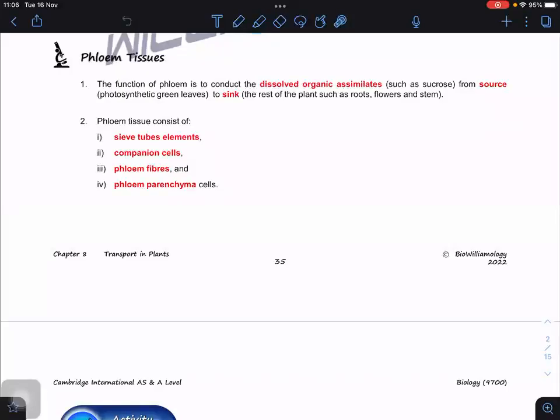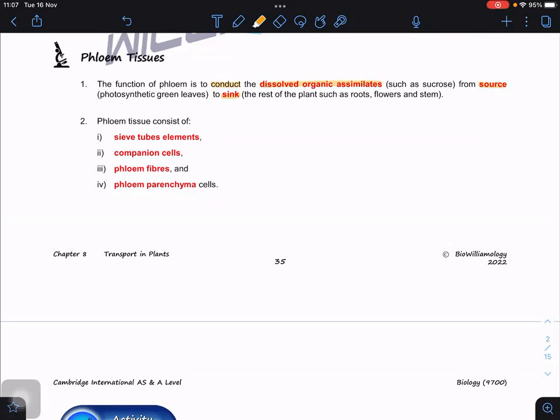Okay, so first of all, let us look at these phloem tissues. What are their functions? Generally, the function of phloem tissues is to conduct dissolved organic assimilate. From where to where? From source to sink.